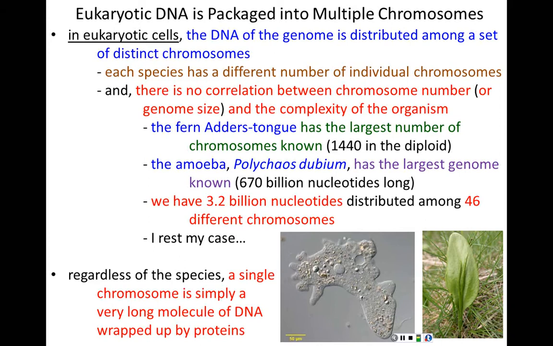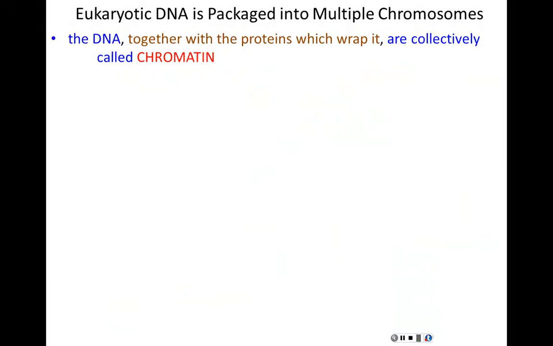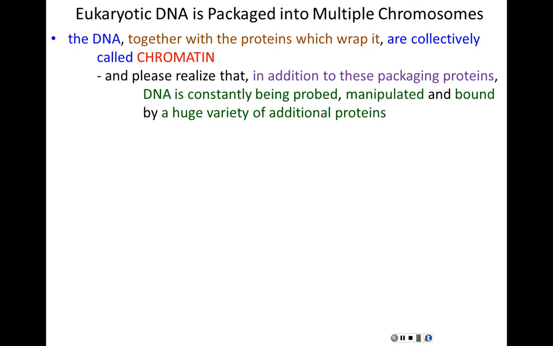So, taken together, regardless of the species, any single chromosome, whether it's from adder's tongue, from the muntjac, from humans, from amoeba, if we're talking about a single chromosome, what we mean is a very long DNA molecule that is wrapped up and packaged by proteins. DNA and the proteins that are involved in packaging it are collectively referred to as chromatin. So when we say chromatin, we mean packaged DNA, and that packaging is being done by proteins.